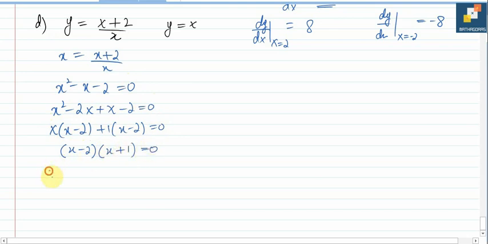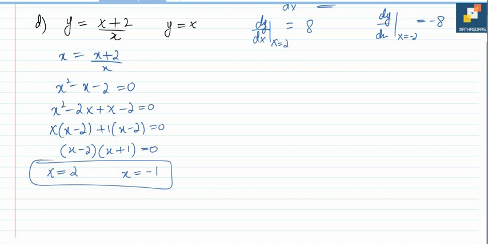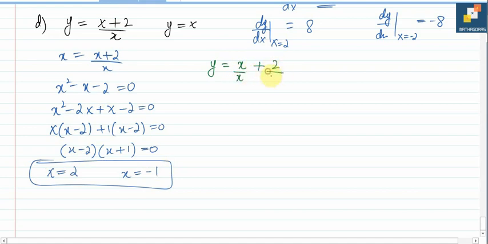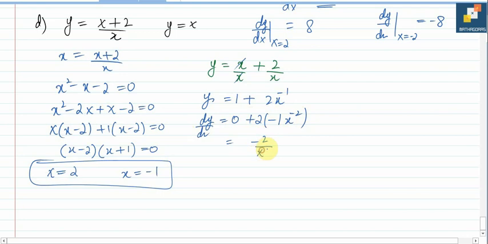It means we have two values of x. The first one is positive 2 and the other is negative 1. Alright, so we got the values of x. Again we need to write down the equation here. y equals, I am writing the equation with separation of LCM, so it will be x divided by x plus 2 divided by x, right? So x and x cancel, it's 1 plus 2x to the power minus 1. That is your y. Start differentiation. So dy by dx equals derivative of constant 0 plus 2, first power and then subtract 1 from the power, right? So that will be equal to minus 2 divided by x square. That is your dy by dx.